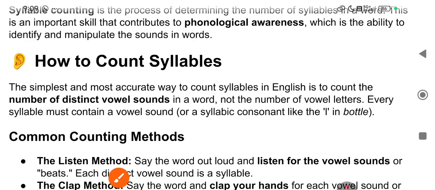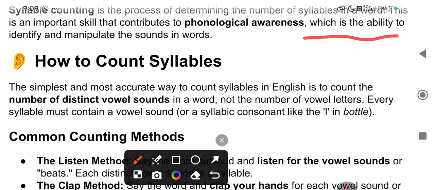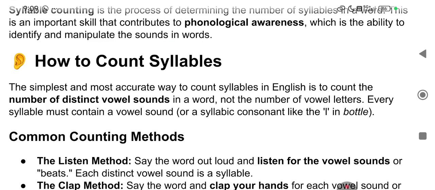That is the ability to identify and manipulate the sounds in words, right? So that's reading. Good reading means you must have clear pronunciation and modulation, right? So the more you know about syllables, the better you will pronounce, and clarity will be there. So this is syllable counting.